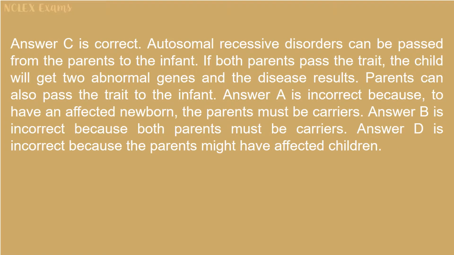Answer C is correct. Autosomal recessive disorders can be passed from the parents to the infant. If both parents pass the trait, the child will get 2 abnormal genes and the disease results. Parents can also pass the trait to the infant. Answer A is incorrect because, to have an affected newborn, the parents must be carriers. Answer B is incorrect because both parents must be carriers. Answer D is incorrect because the parents might have affected children.